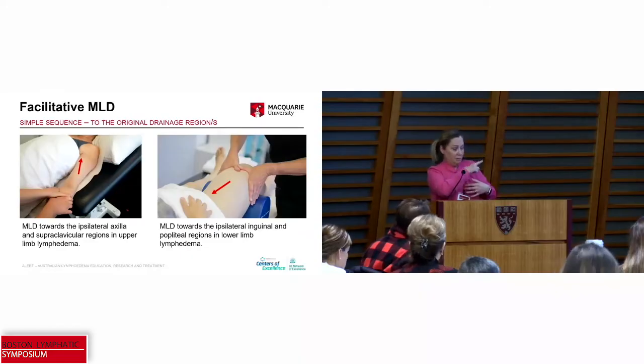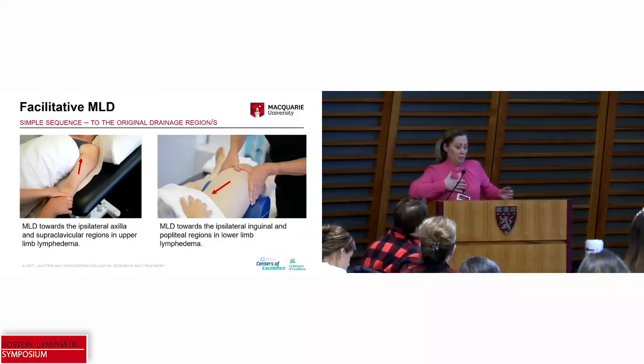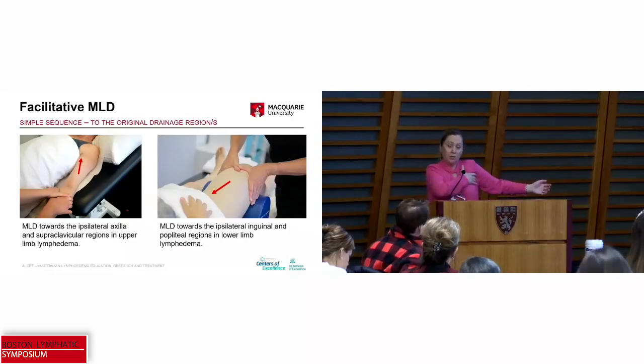Like we saw in the ICG depiction, we do sometimes see the fluid switch at the midline to a collector vessel on the unimpaired side and drain across to the contralateral axilla region.